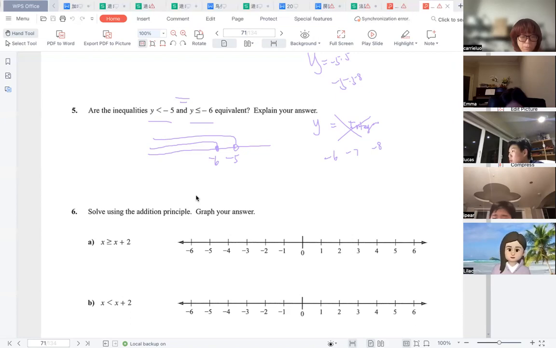Anyway, are we doing 6? Yes. 6A and B. You never told us. Ah, I said it just now.